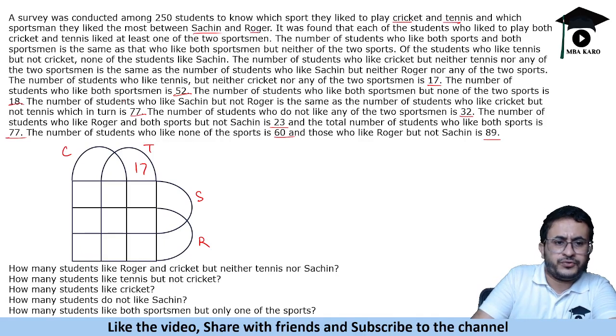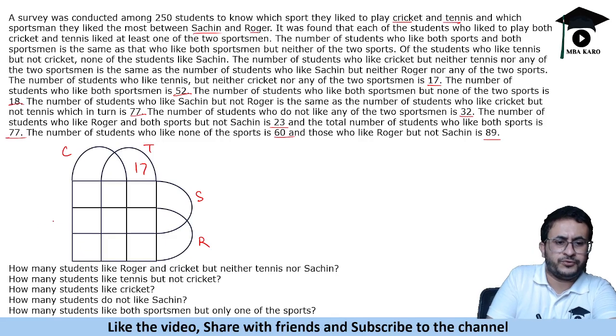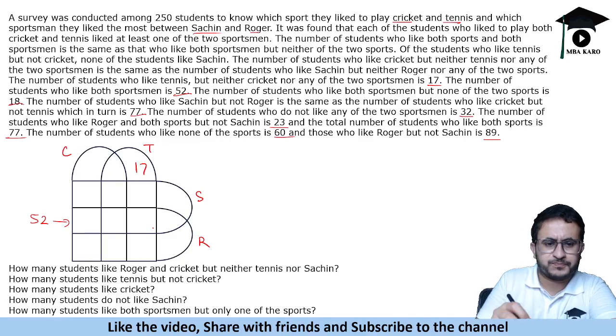The number of students who like both sportsmen is 52. So that means this part is 52 because these people like both the sportsmen. So the total of this region is 52.